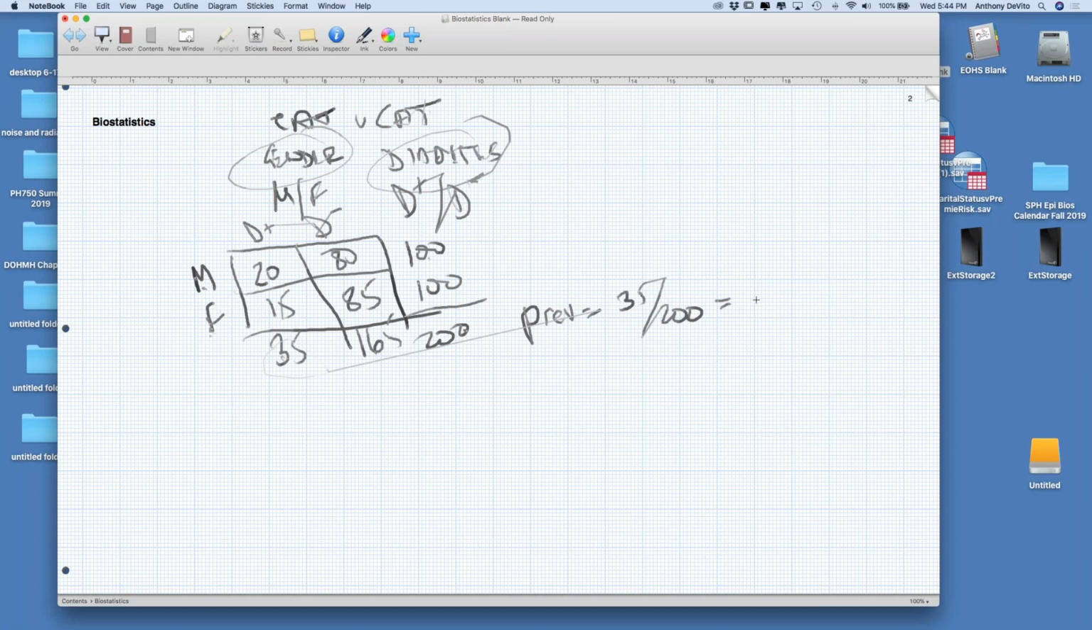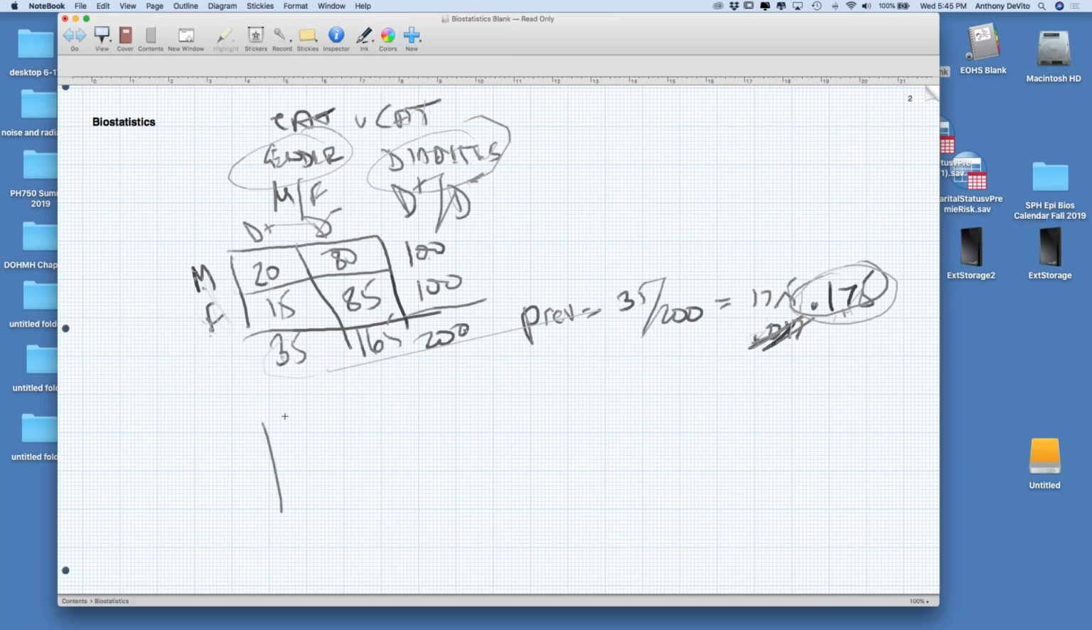Or in other words, that's going to be 17.5%, or 0.017, excuse me, 0.175. I think I'm right there. Yeah, I am right there. Okay, that's our prevalence in this population. Okay, so now we say to ourselves, if there had been no difference between males and females, I would expect them to both get diabetes at this same rate.